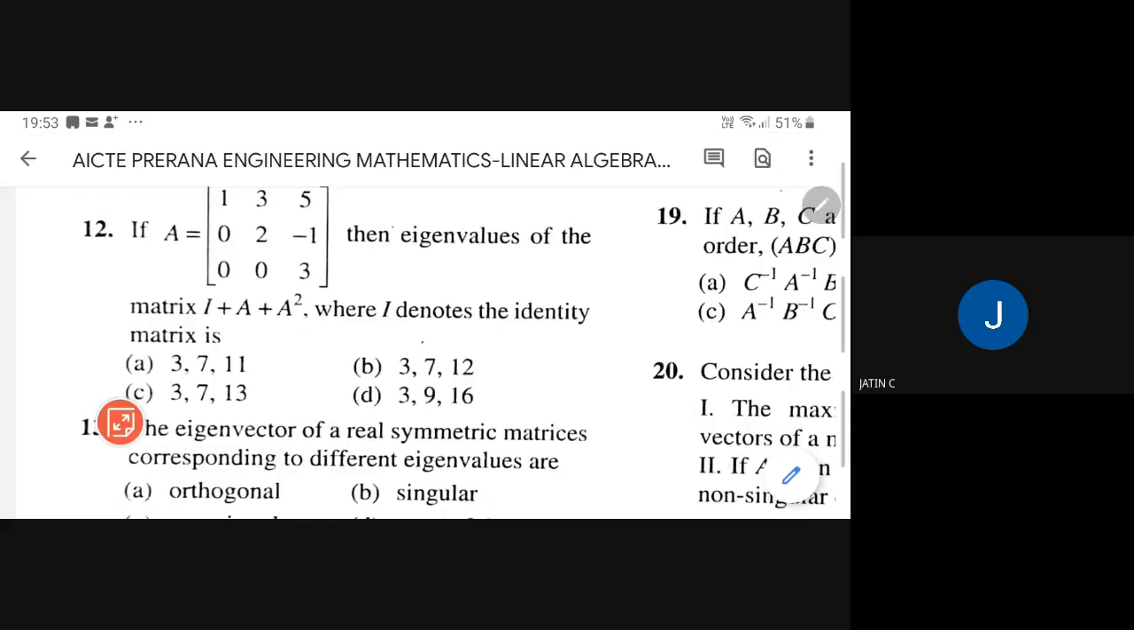First, instead of solving the entire A square, you only solve for the diagonal, the product of the diagonal elements. Yeah, that is right. 1 square, 2 square, 3 square will be the eigenvalues of A square. And then just sum that up with the identity, which is 1, 1, 1. Add 1 to the terms of A square. You look at the trace of the final, and you can just solve it. Right. Good.